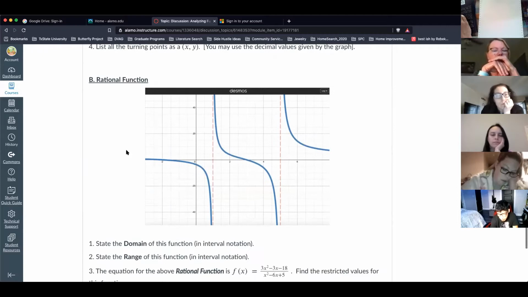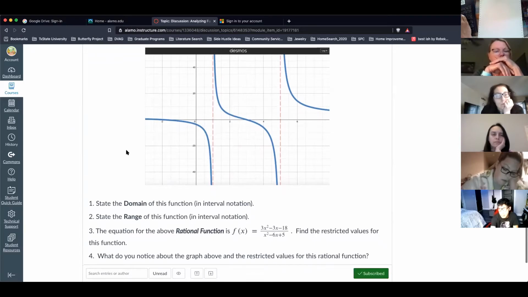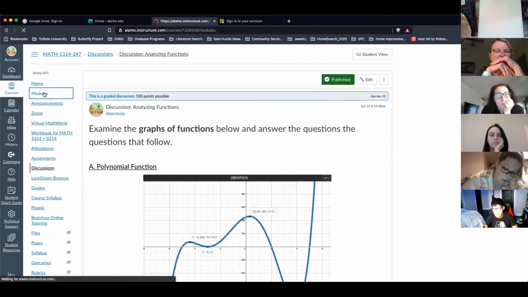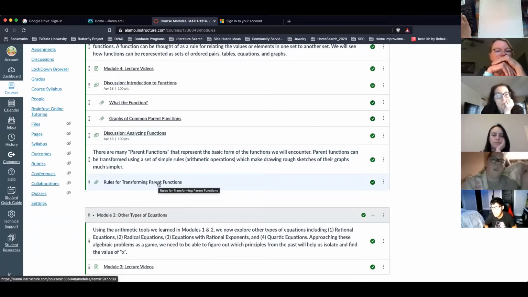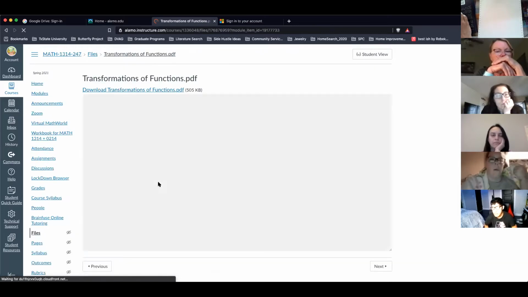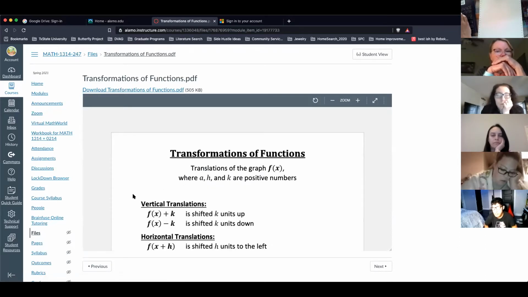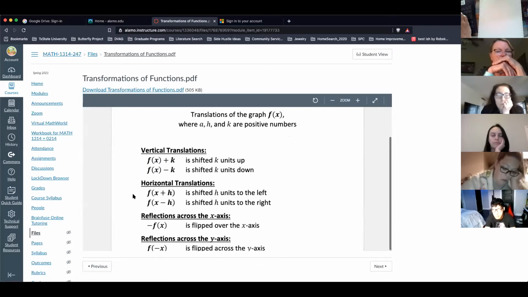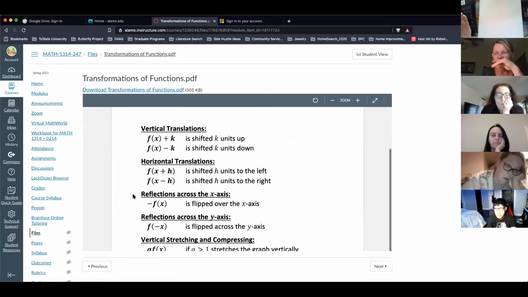So this discussion is here. Then I have another function that I built in Desmos, took a screenshot of it, and I'm having you answer 4 questions about this graph. So that's under module 4. Additionally, there are some rules for transforming parent functions. Those words don't make any sense right now because we're going to get into that material today. But I'm going to be referencing these rules for transforming parent functions, and it's going to make sense as we cover the material. The words don't have to make sense right now.